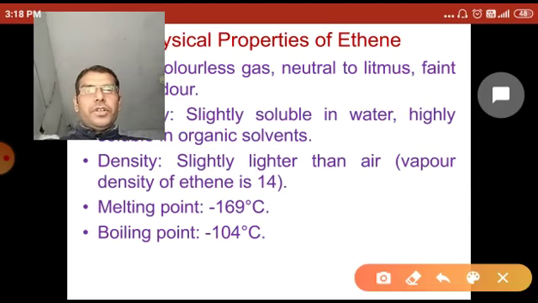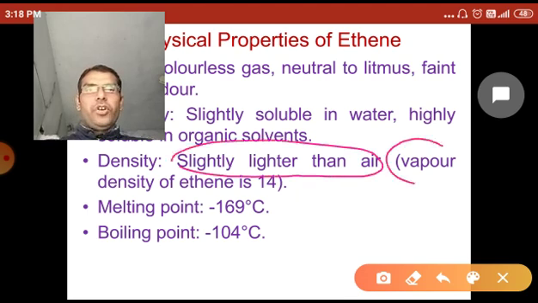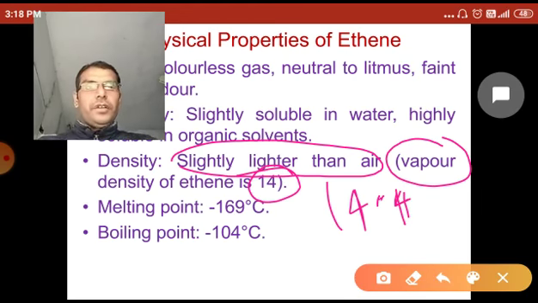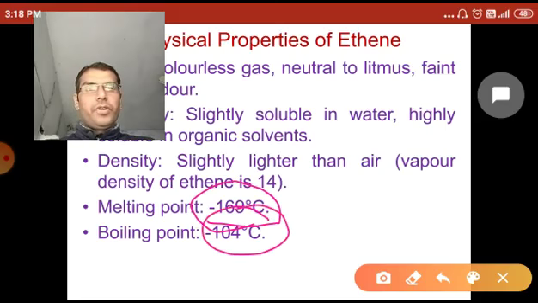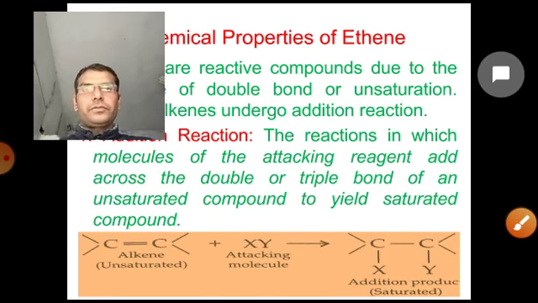Now about the density. Ethylene is slightly lighter than air. The vapor density of ethene is 14 and the vapor density of air is 14.4. So ethene is slightly lighter than the air. The melting point of ethene is minus 169 degrees Celsius. The boiling point of ethene is minus 104 degrees Celsius.